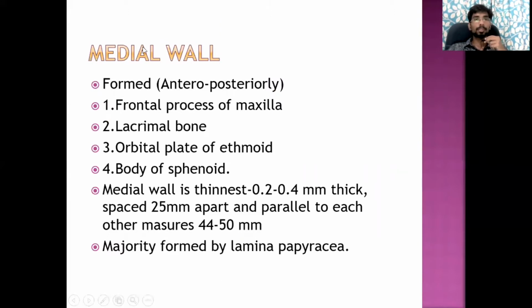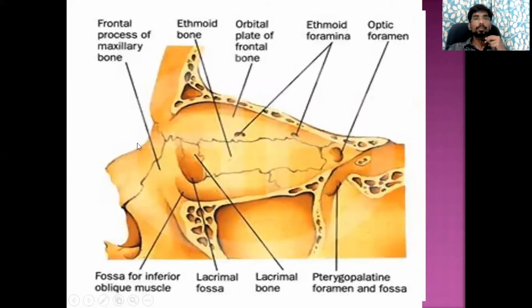First we come to the medial wall. Medial wall is formed anteroposteriorly by the frontal process of maxilla, second is lacrimal bone, and then ethmoid and sphenoid. Medial wall is thinnest, 0.2 to 0.4 mm thick, spaced 25 mm apart and parallel to each other, and measures 44 to 50 mm. So boundaries of medial wall are frontal process of maxilla, lacrimal bone, ethmoid bone and posteriorly sphenoid bone.